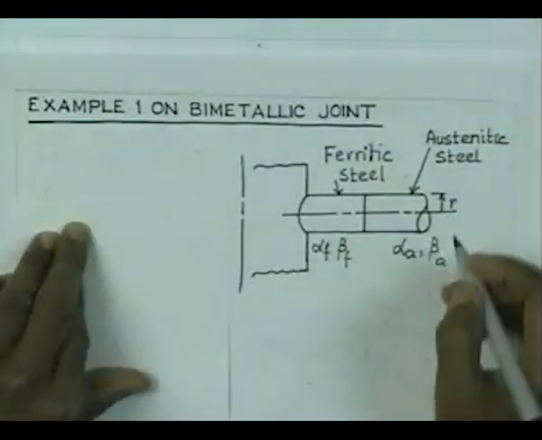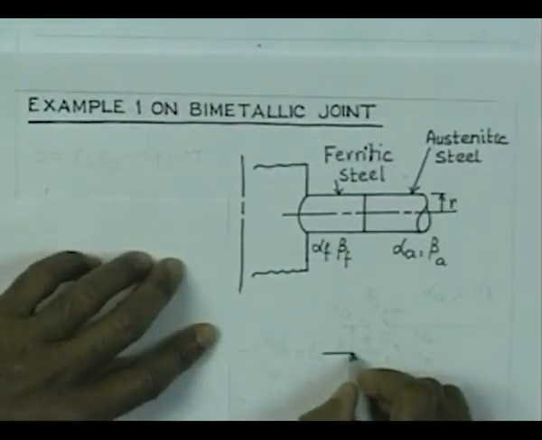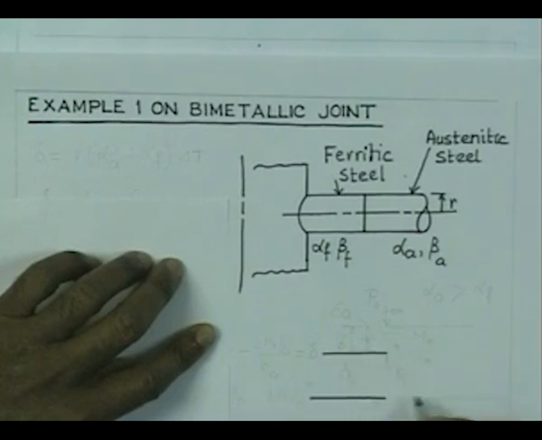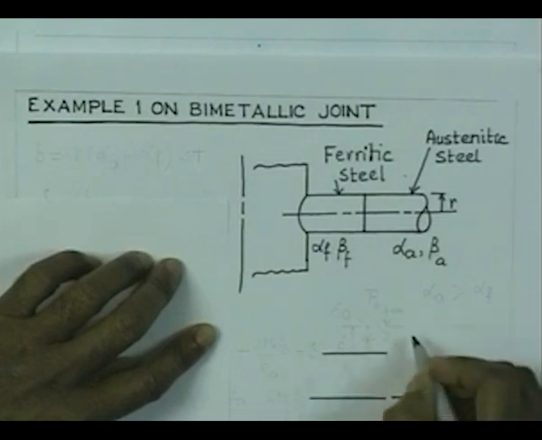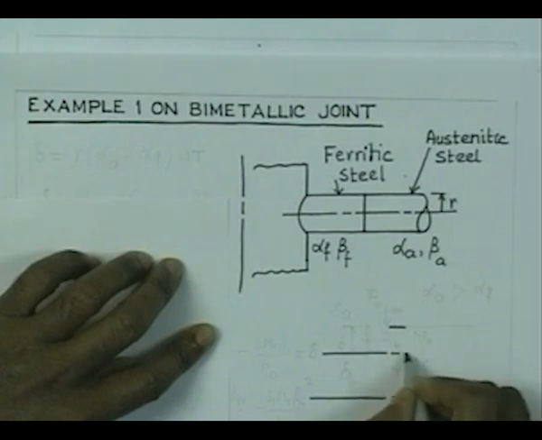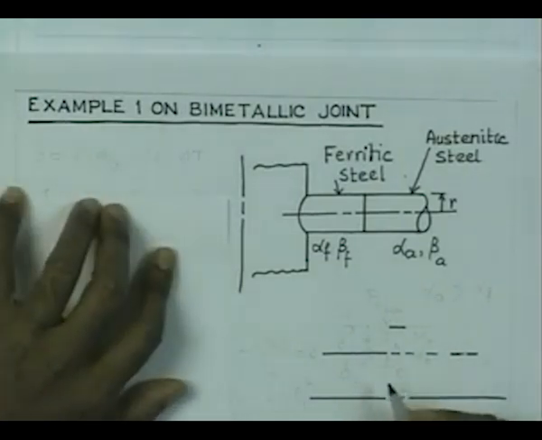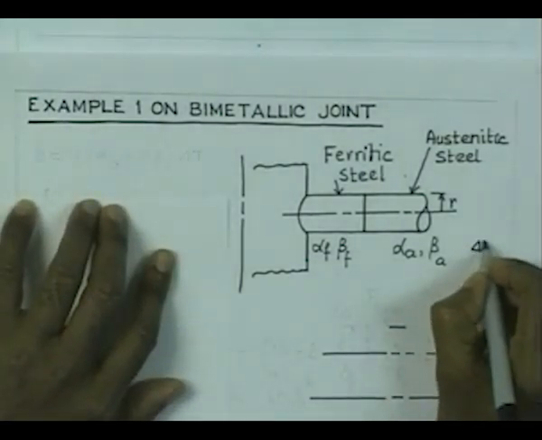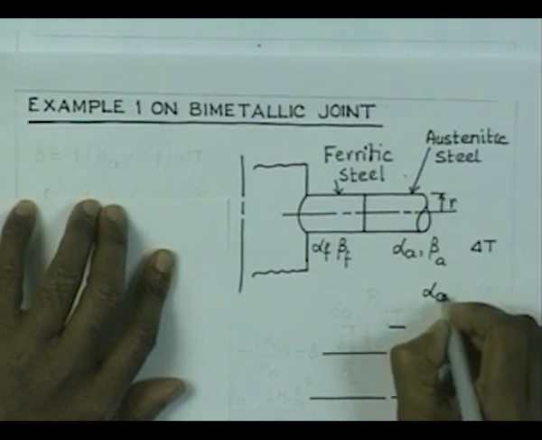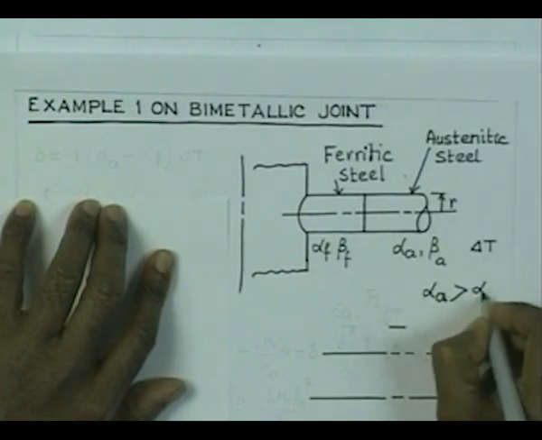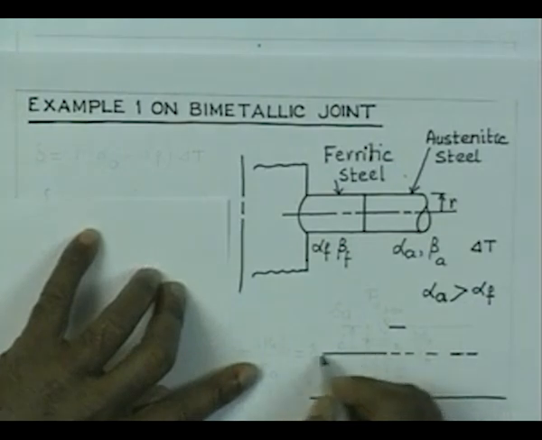If we increase the temperature by, let us say, delta T, then we draw the vessel schematically. This is the center line of the pipeline and this is the ferritic part of this pipe, and this side is the austenitic part. Because of the temperature rise, we raise the temperature by delta T, noting that alpha A is higher than alpha F. I expect this portion to expand less than this portion.